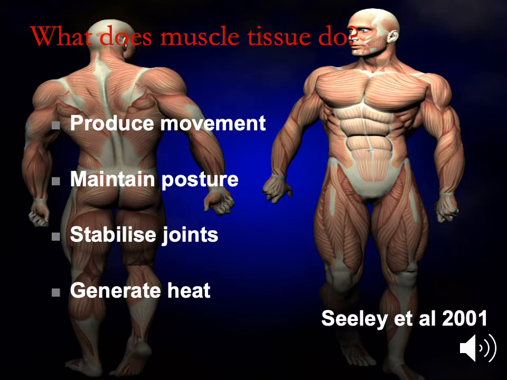On from that, the stabilization of joints. I've already mentioned that in order to create movement, muscles cross joints, and their contractions can create skeletal movements, those big movements. But in doing so, those muscles also pull the bones closer together and ensure that the joints are a little bit more stable, reducing the ability of them to perhaps dislocate.